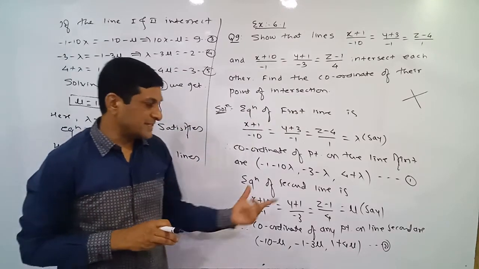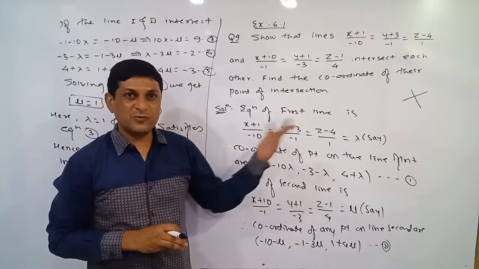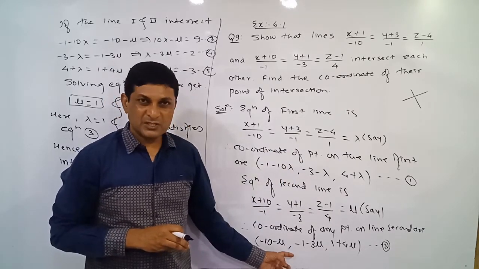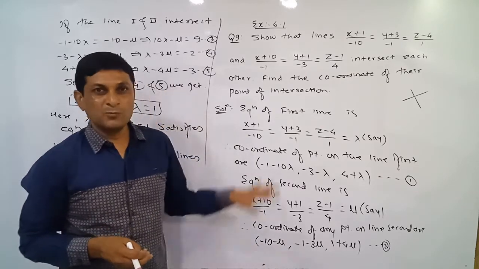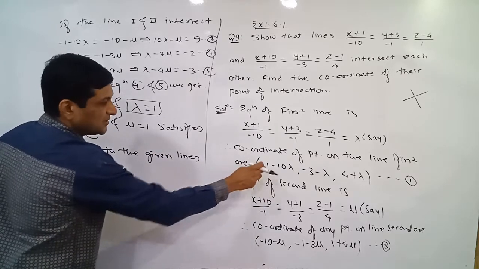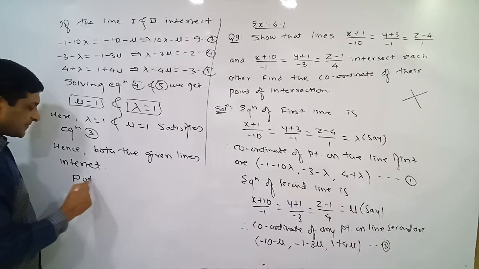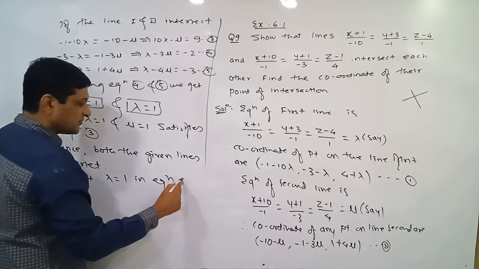Now we have two choices: either substitute the value of lambda in equation number first and try to find out point of intersection, or substitute mu in equation 2 and try to find out point of intersection. In both the cases you will get the same values. So we are substituting lambda is equal to 1 in equation number first.